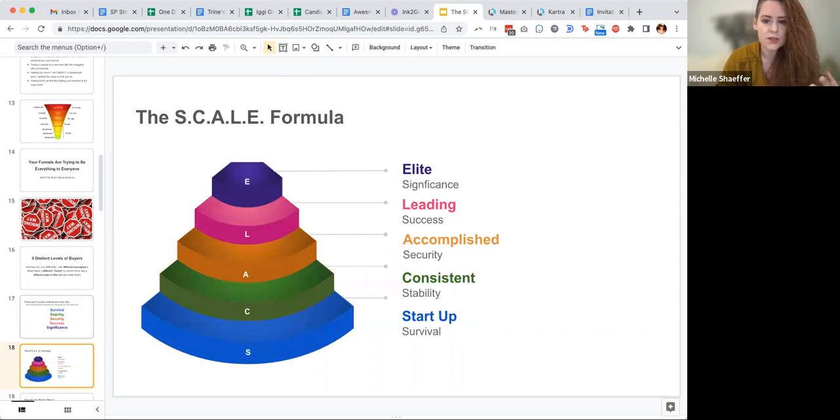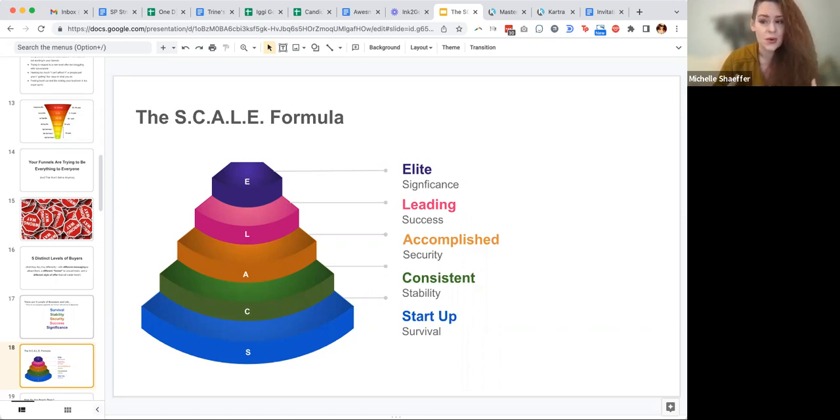All right. So this is the scale formula, and every business falls into one of these levels. I'm going to give you some indicators to look for in a minute for each of these levels, but it's startup or survival mode, consistency, which is where stability starts to come in. You will also recognize which level in business you are at as we go through this and what you've got to do to get to your next level. Accomplished, where there's some more security there. Leading, where there's a degree of bigger success. And then elite is the top level of businesses where it really is about significance at that point, about legacy.